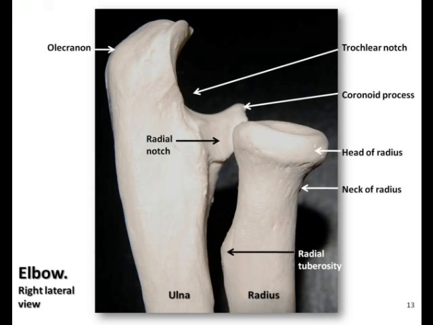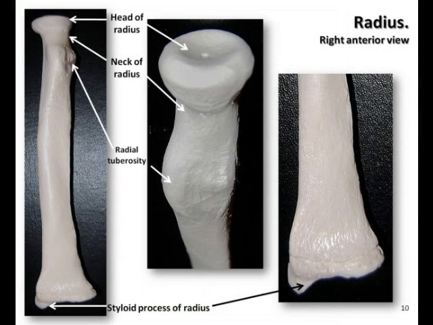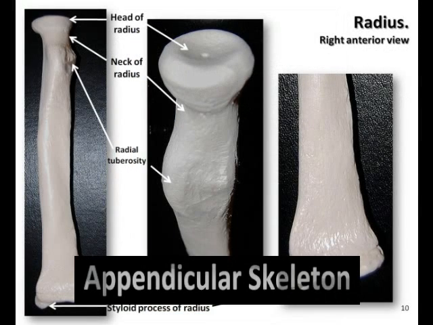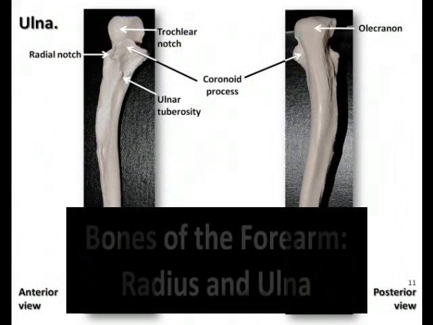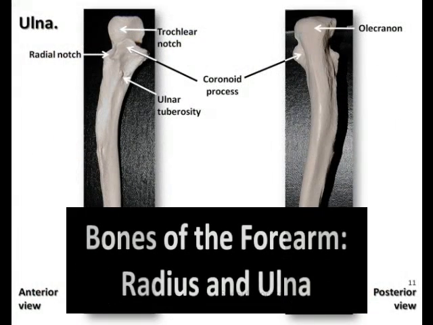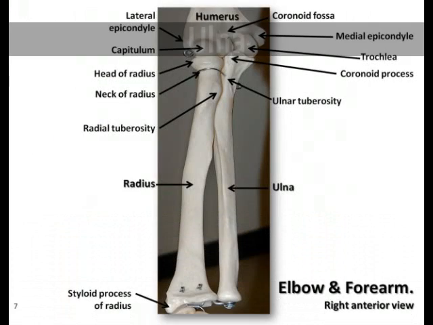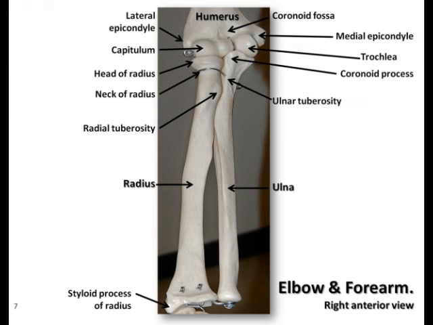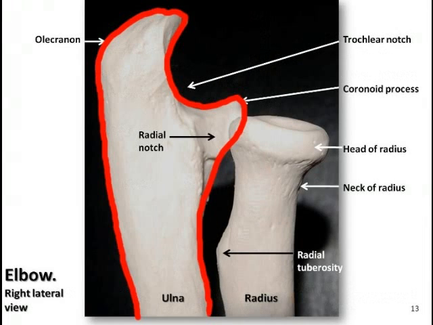And in this podcast, I'm continuing my review of the appendicular skeleton with the bones of the forearm, the radius and the ulna. The ulna is the largest of the two forearm bones, and it's located on the medial side, which is your pinky or little finger side. It's easy to remember because the ulna resembles a crescent wrench in the lateral view.